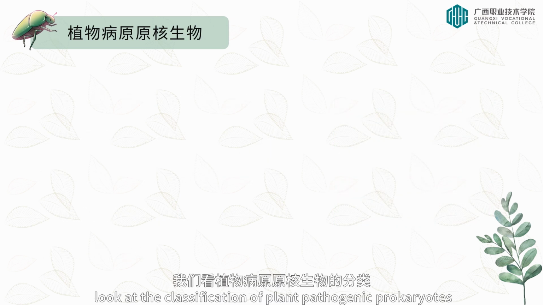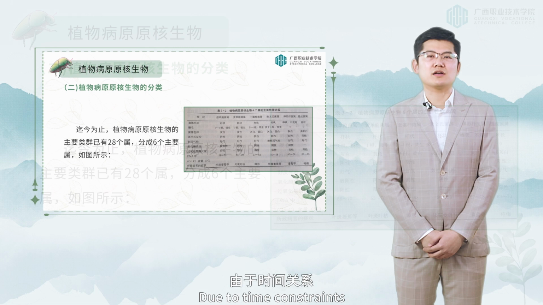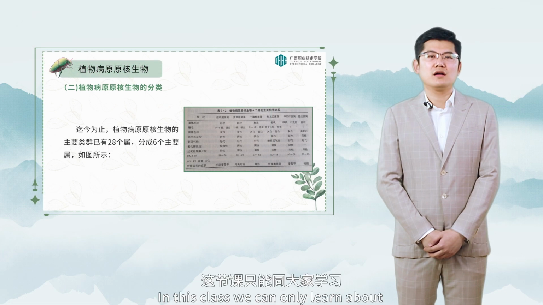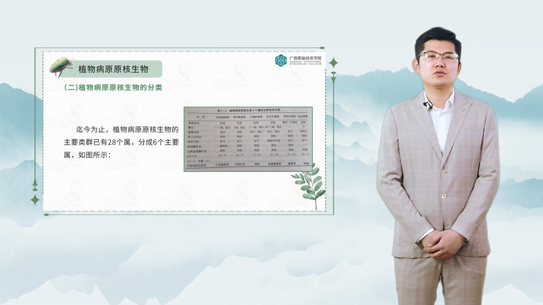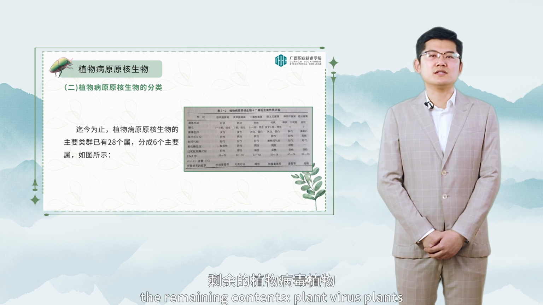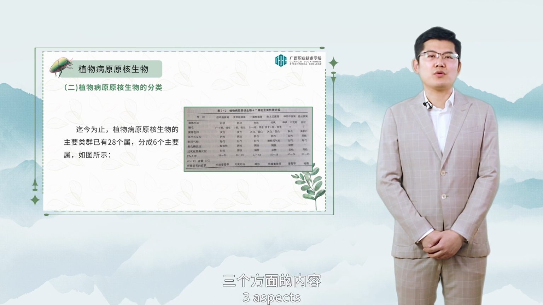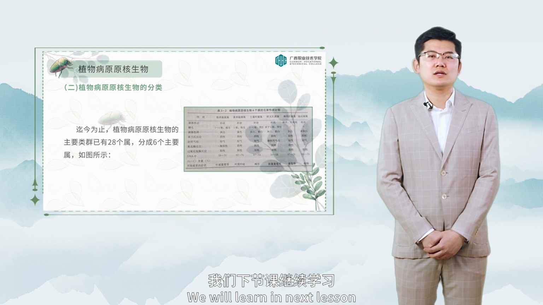Next, look at the classification of plant pathogenic prokaryotes. So far, there are 28 main genera of plant pathogenic prokaryotes, which are divided into 6 main groups, as shown in the picture. Due to time constraints, in this class we can only learn about pathogenic fungi and plant pathogenic prokaryotes. The remaining contents, plant viruses, plant pathogenic nematodes and parasitic seed plants, 3 aspects, we will learn in the next lesson.